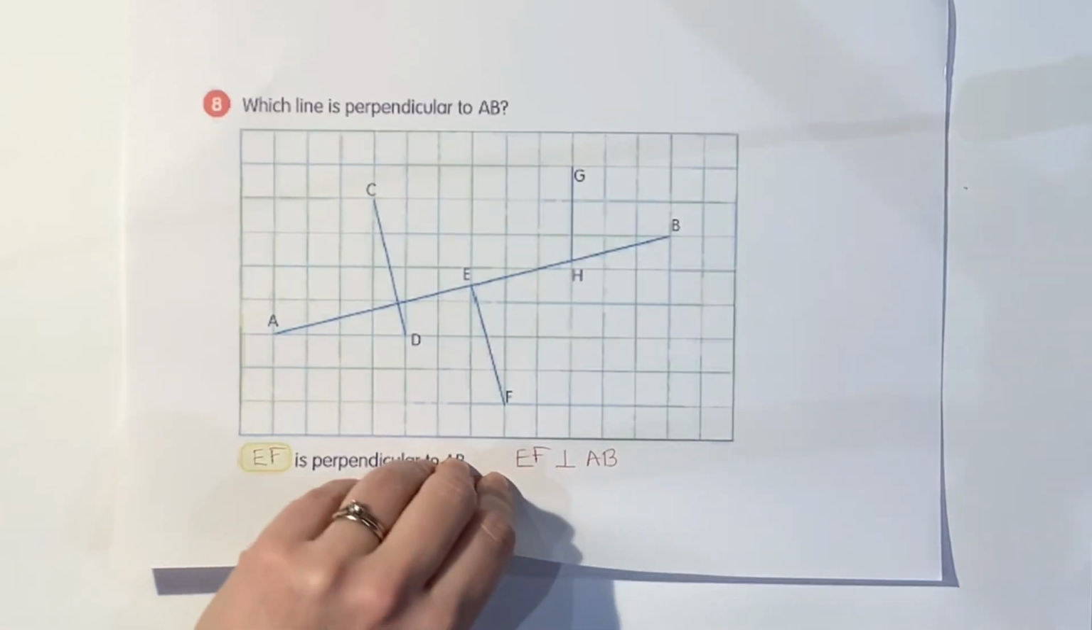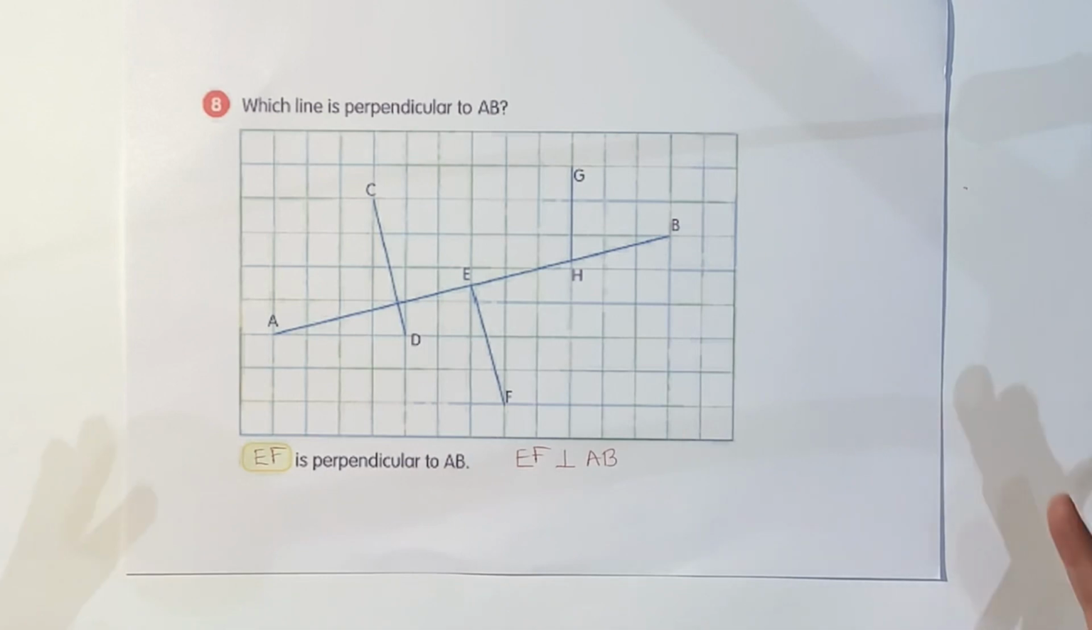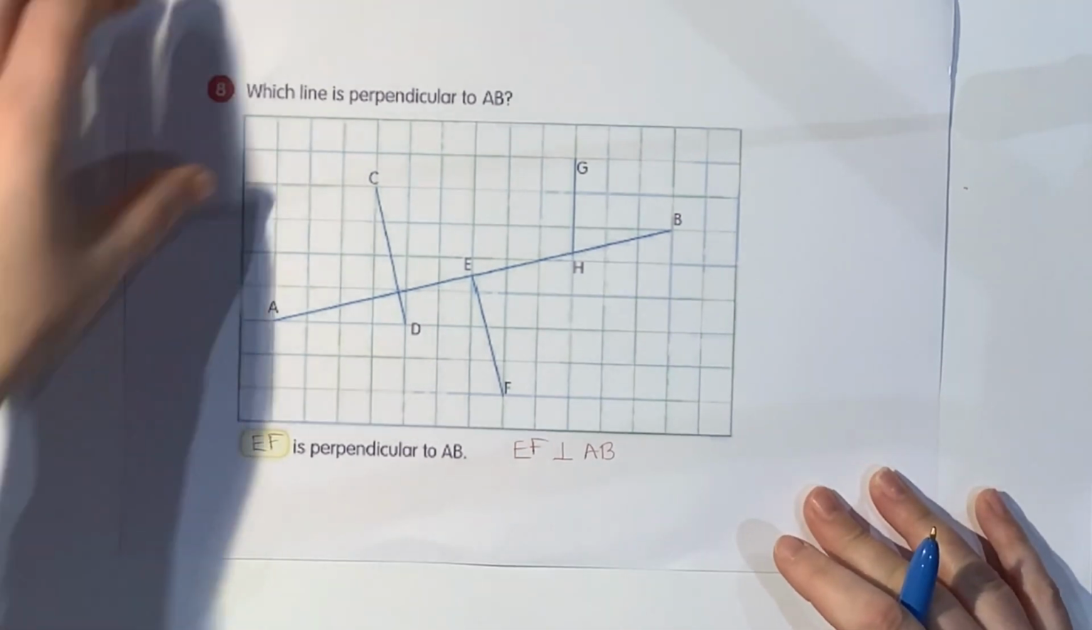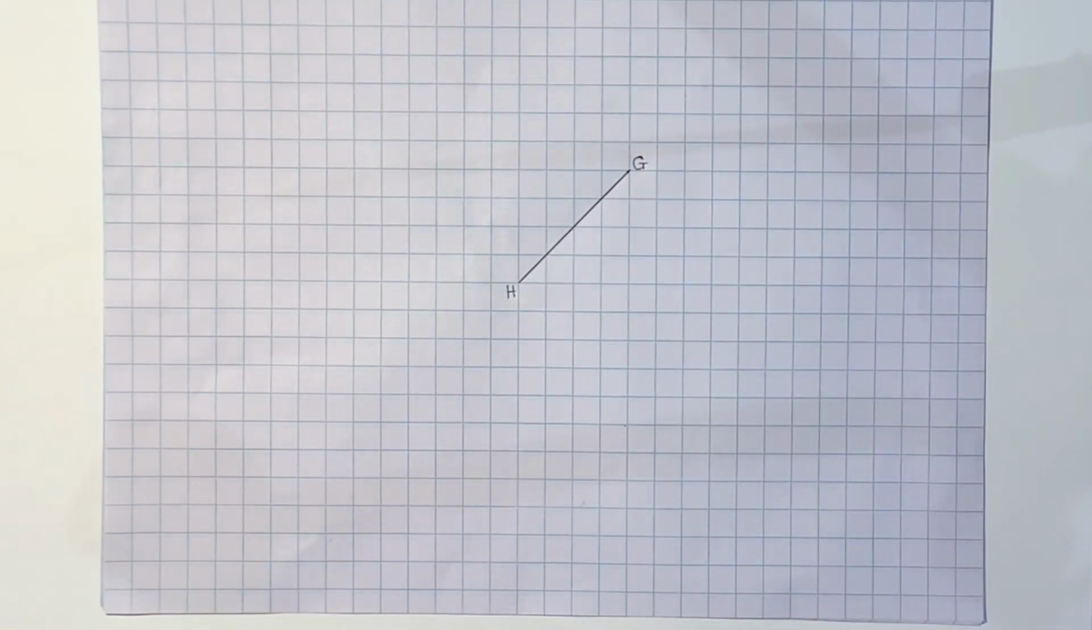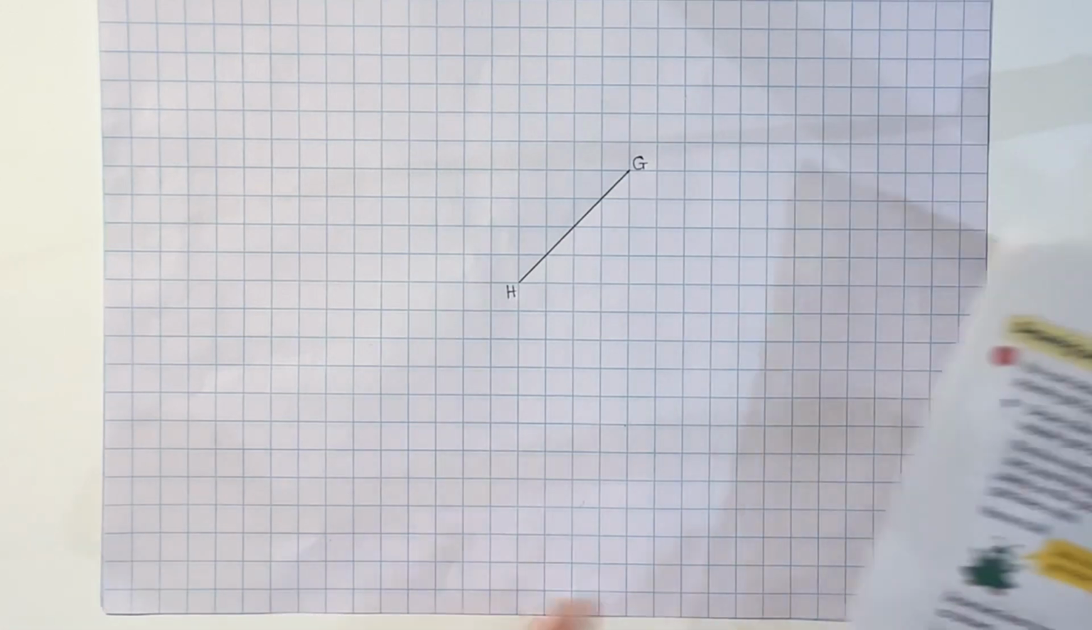Okay, so that's just a recap for you on what a perpendicular line is. But how could we draw our own? Well, this is where squared paper is going to help, but don't worry if you haven't got any, because the squares are on the sheets for you.